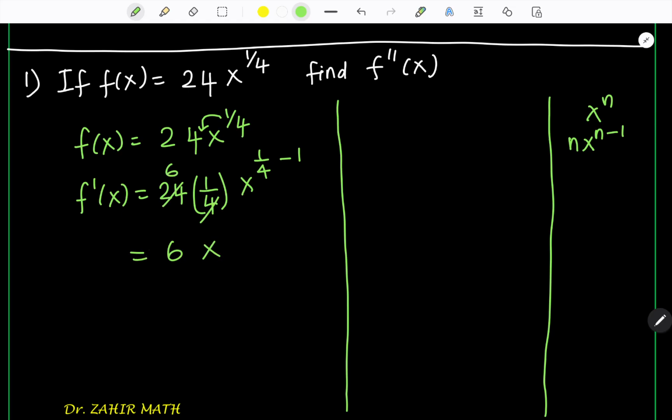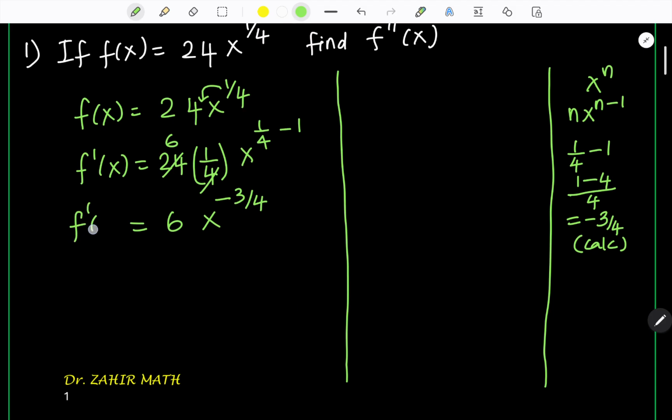So 6 times x to the power of 1 by 4 minus 1. You can put in the calculator 1 by 4 minus 1 or you can do it on the side. 1 by 4 minus 1 is 1 minus 4 divided by 4, which is equal to minus 3 by 4. So minus 3 by 4, or you can do this in the calculator. Right. This is your f dash of x. What is the question?